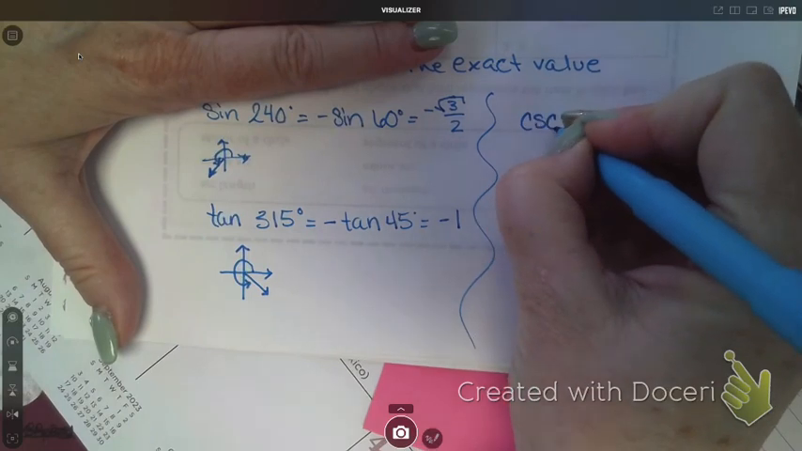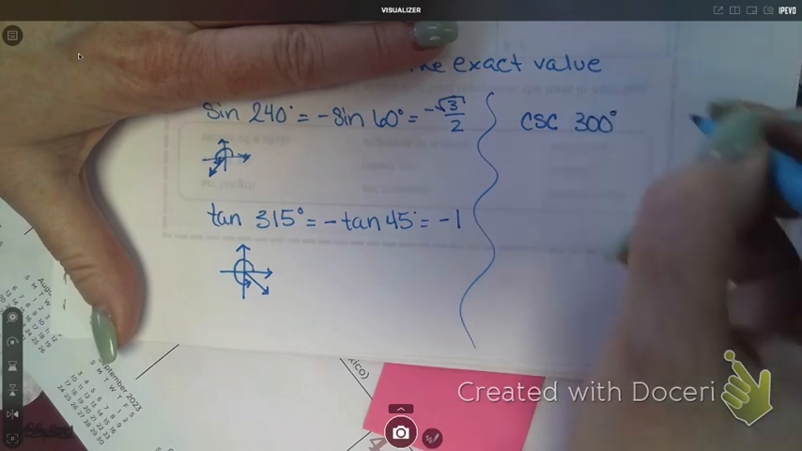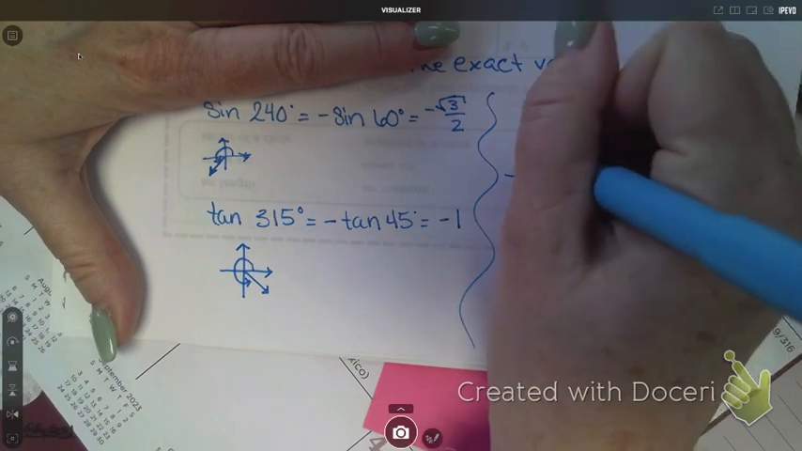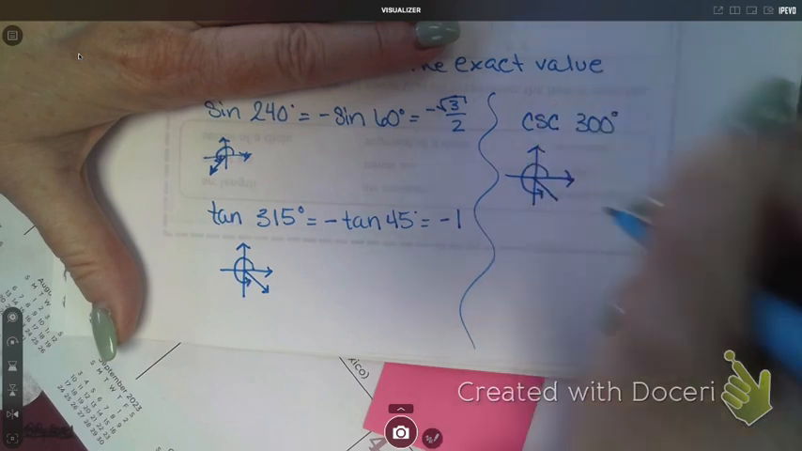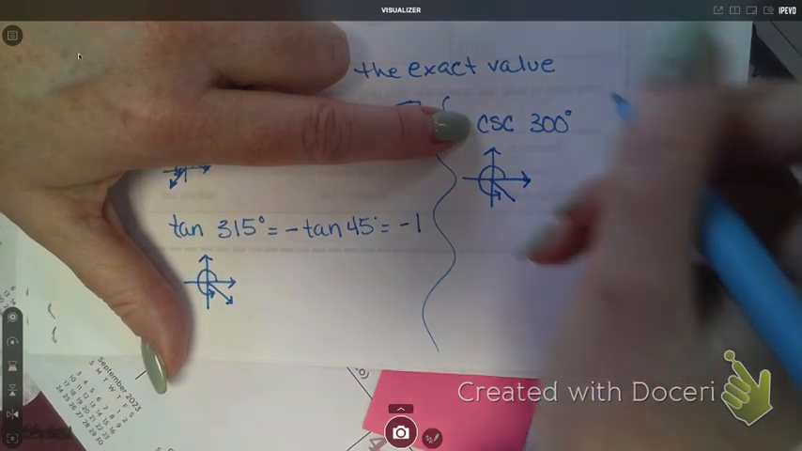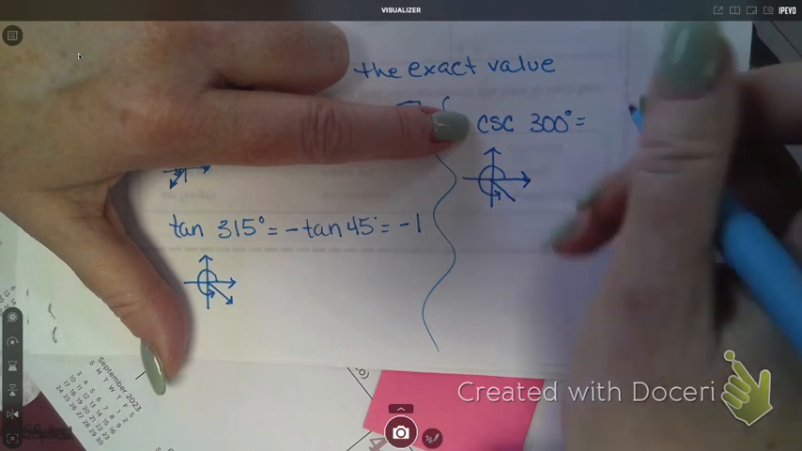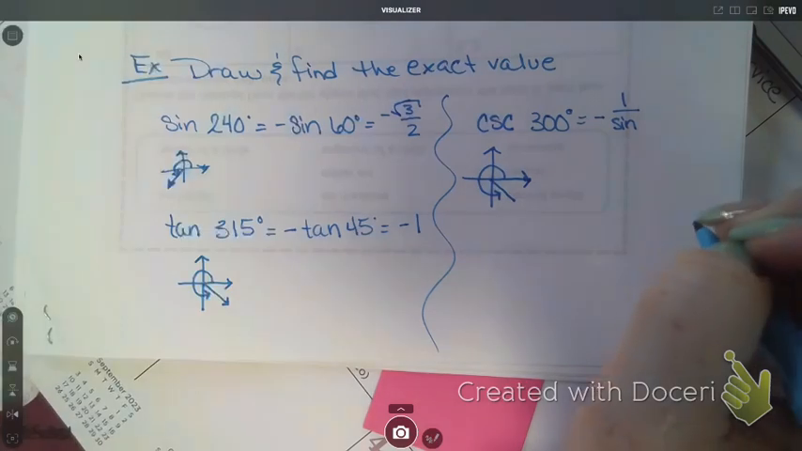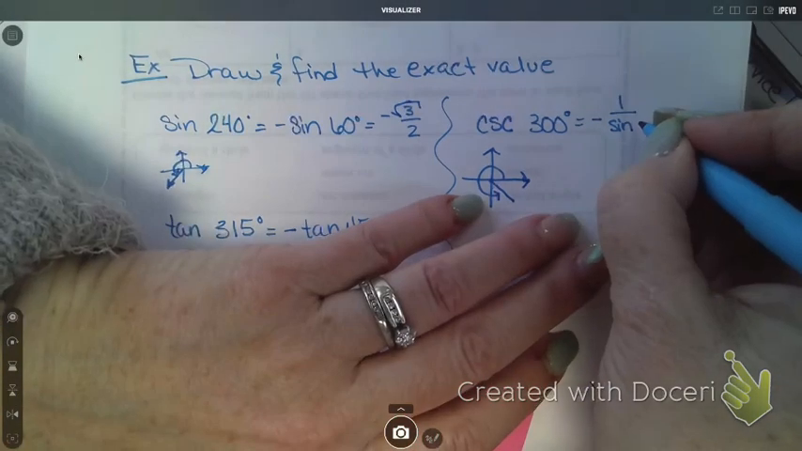Cosecant of 300. What quadrant? Fourth. So cosecant is the reciprocal of sine. So positive or negative there? Negative. 1 over the sine. Basically just do the reciprocal, right? Of what? 60.